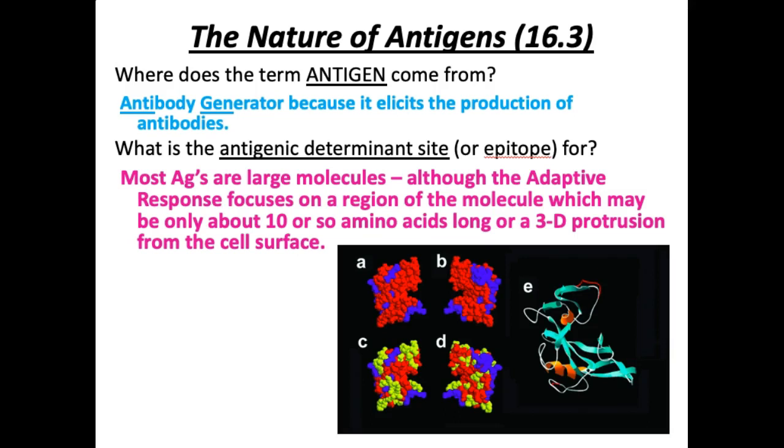So most antigens are really large molecules, and the adaptive response only focuses on the region of the molecule that is about 10 or so amino acids long, a little 3D protrusion from the cell surface. Notice how there are 5 different types of antigenic determinant sites, or epitopes. That's important to remember. There are 5. Notice how A and B are kind of similar, and C and D, but E looks totally different from the other 4.